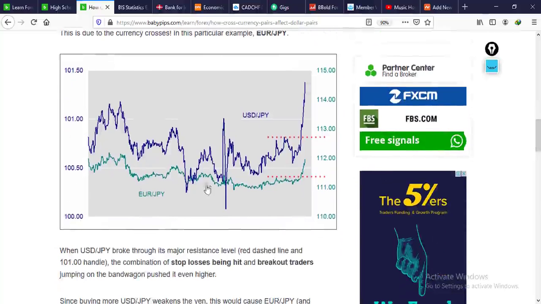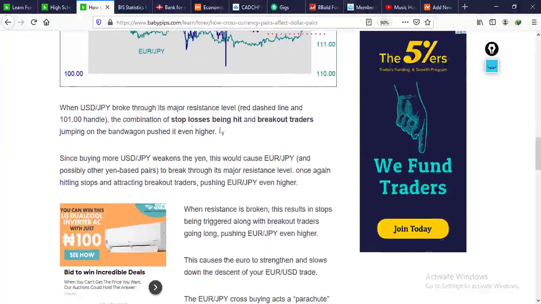Now from the example you're looking at, you see the EUR/JPY barely made a move above the resistance level, let's say like 100 pips or so. The USD/JPY, on the other hand, made so much more move above the resistance line. So when you compare, the USD/JPY broke through its major resistance level, the red line, and the combination of stop losses being hit and breakout traders jumping onto the bandwagon pushed it even higher.